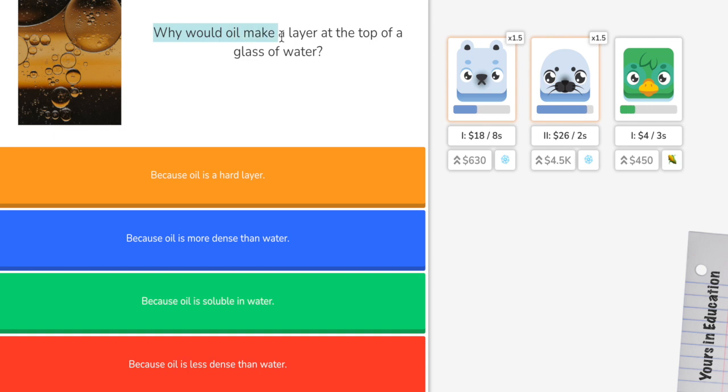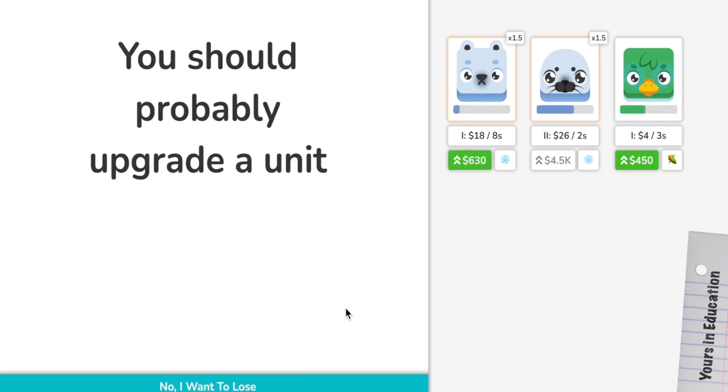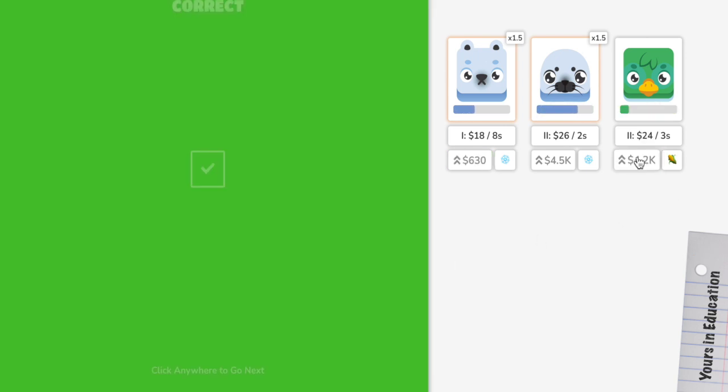Why would oil make a layer at the top of a glass of water? Because oil is hard layer? No. Oil is more dense than water? No, that would go to the bottom because more dense will sink. Oil is soluble in water? No, they do not mix. Oil is less dense than water. Yes, things that are less dense float.